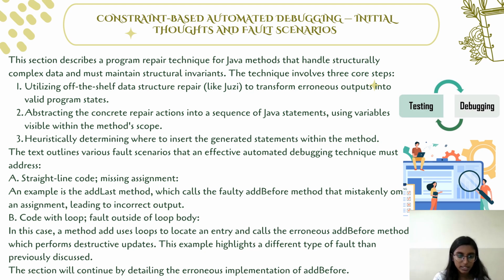B: code with a fault outside the loop body. In this case, a method uses a loop to locate entries and calls the faulty addBefore method, which performs destructive updates. This example highlights the different types of faults previously discussed. This section will continue by detailing the implementation of addBefore.